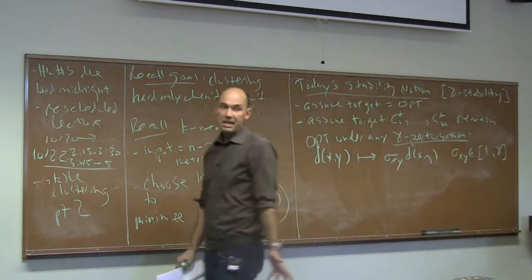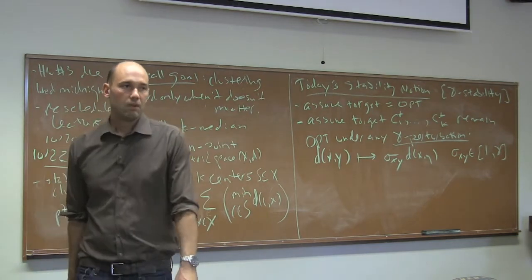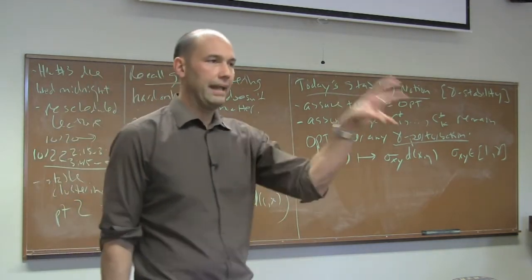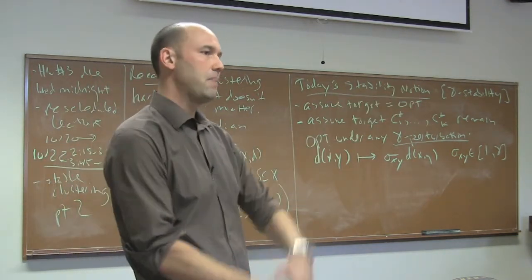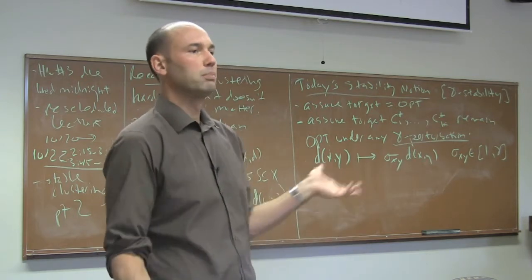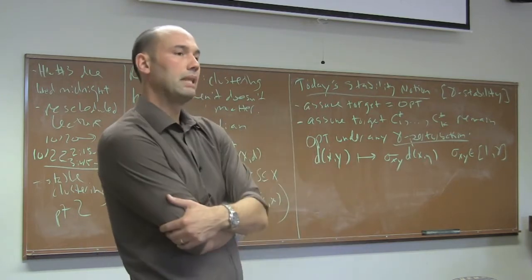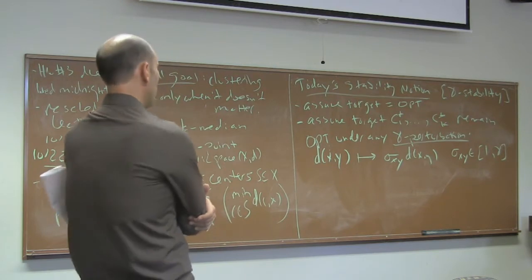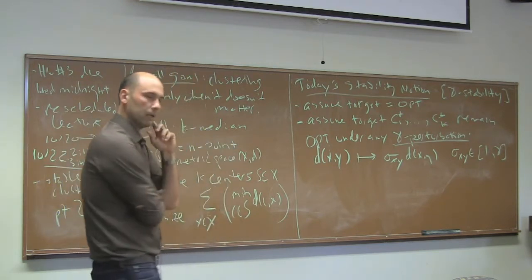So if gamma is 3, for example, with a gamma perturbation, for each of the n choose 2 distances, you're allowed to independently make a choice of how much to blow the distance up. Okay, I'm not going to allow you to shrink it, but you can blow it up. You can blow it up by at most a factor of gamma. Think of gamma equal 3.